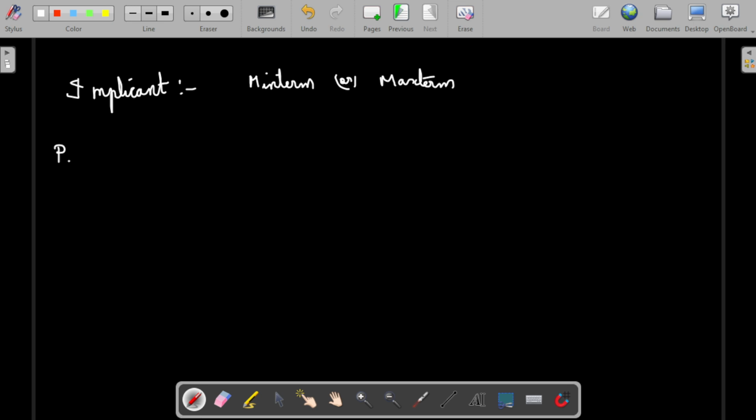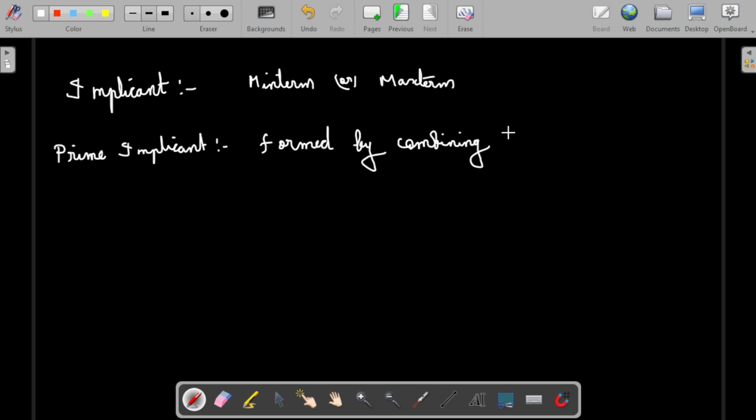So prime implicant. This is quite important. This is after finding a group. We will be grouping cells together, right, in order to minimize the logic. After grouping, we will be noting that. It is formed by combining the maximum possible adjacent cells.